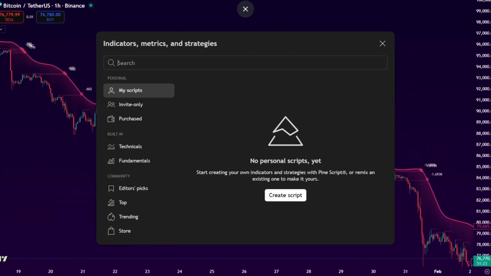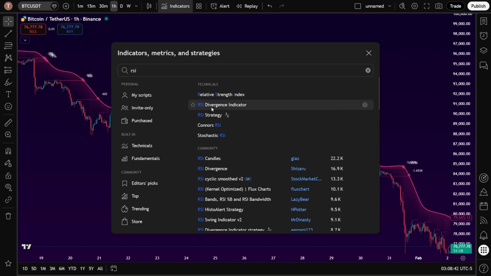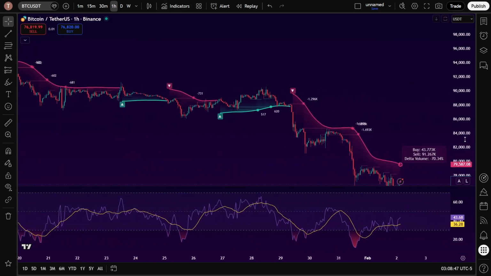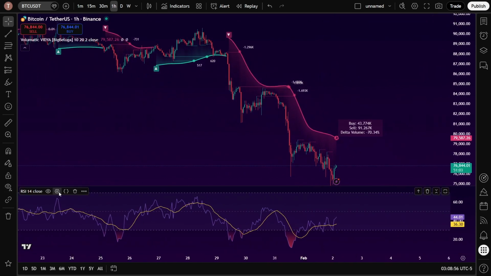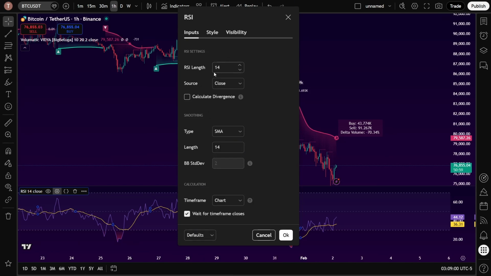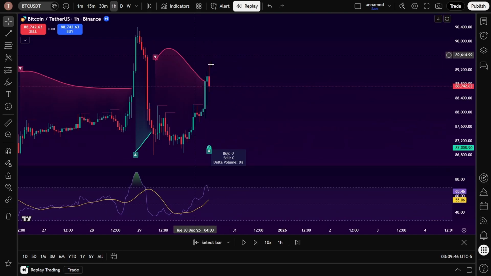The name of the second indicator is RSI, Relative Strength Index. We add this indicator to our chart and we see this kind of indicator at the bottom of the chart. We use these settings as default and don't need to change any settings. Okay, let's see how we get a signal from this indicator.